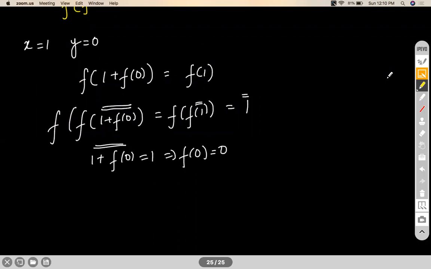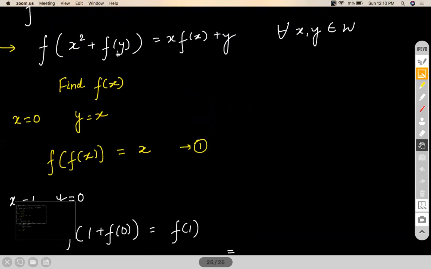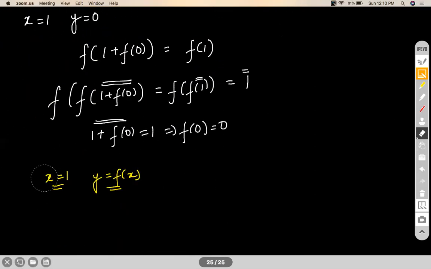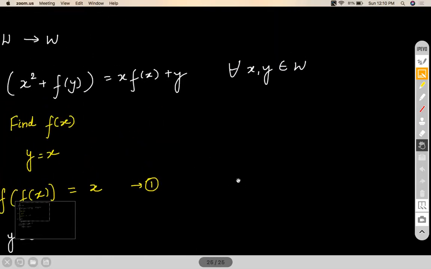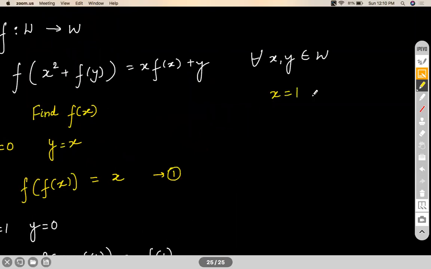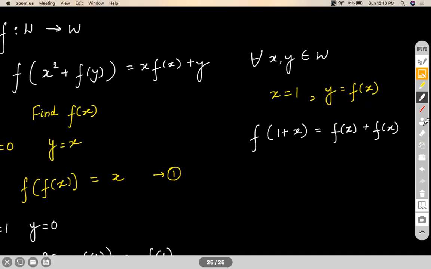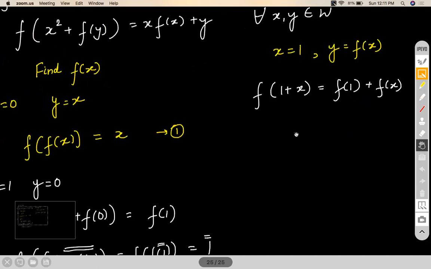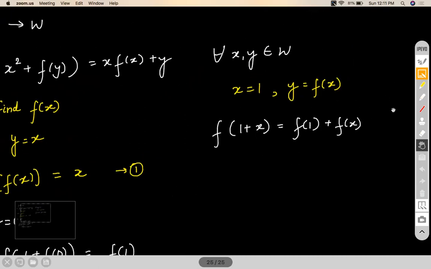No problem so far. Now I'm going to put x as 1 and y as f of x in the very same functional equation. Let me take it on the upside else I'll lose track of it. So this will give me f of 1 plus x, which is actually... oh, my bad, x is 1, right? So f of 1 plus f of x. So far, so good.